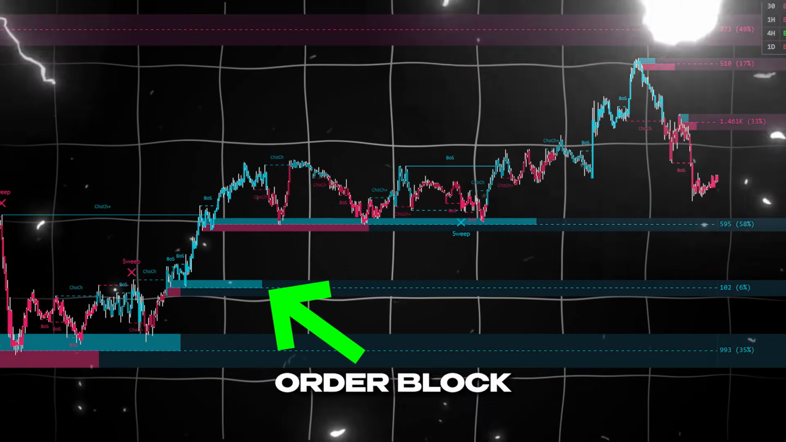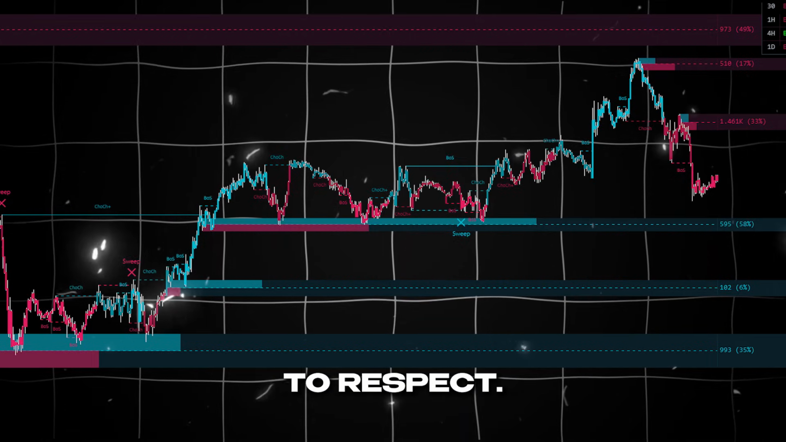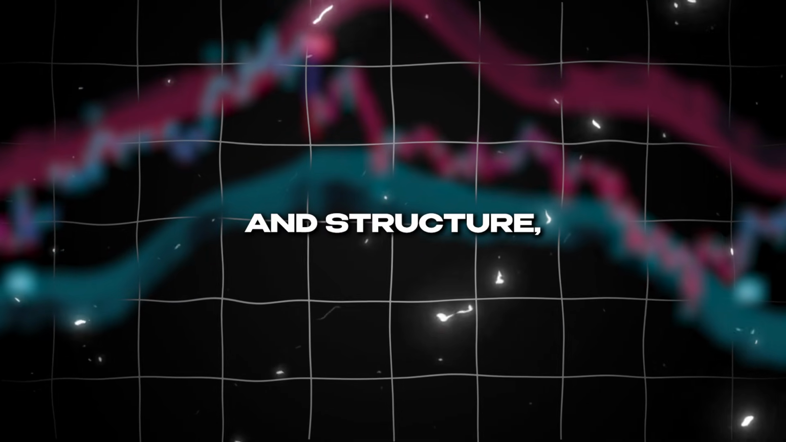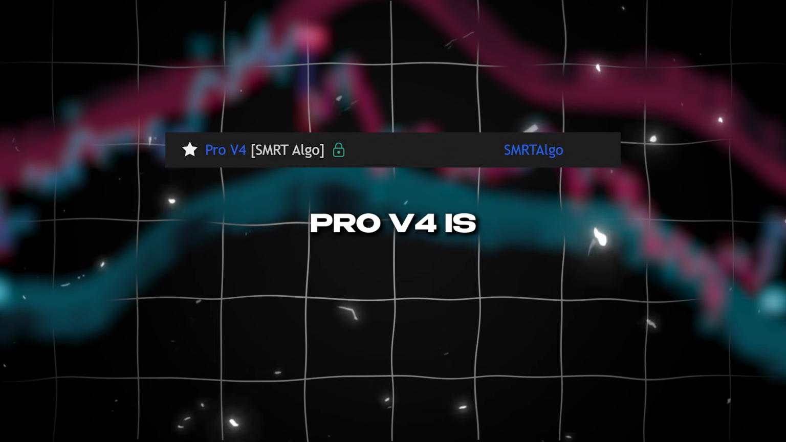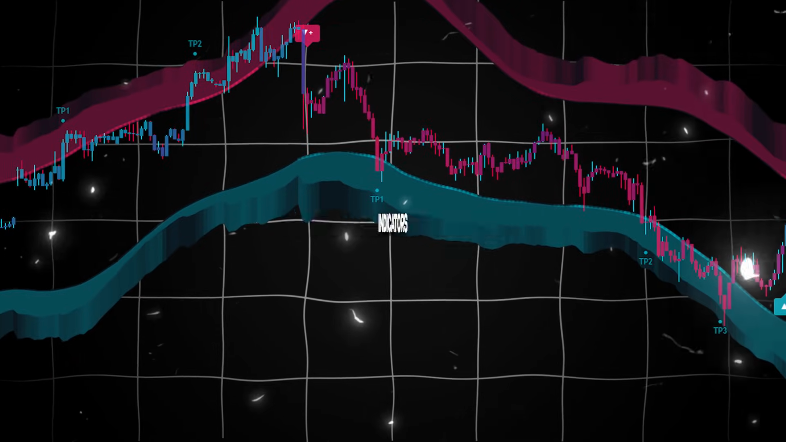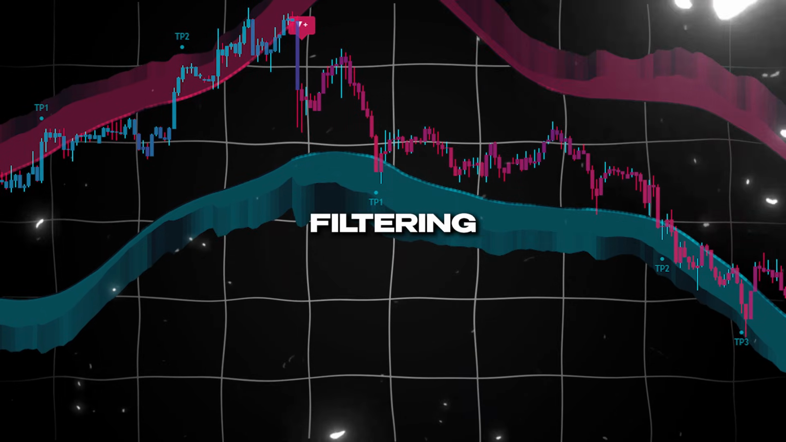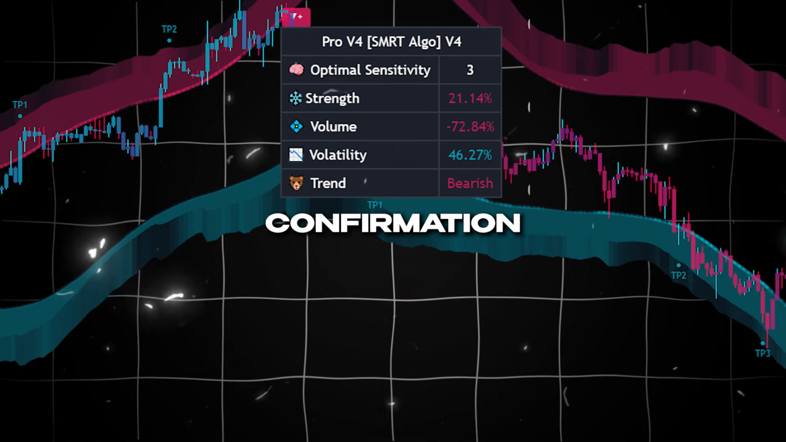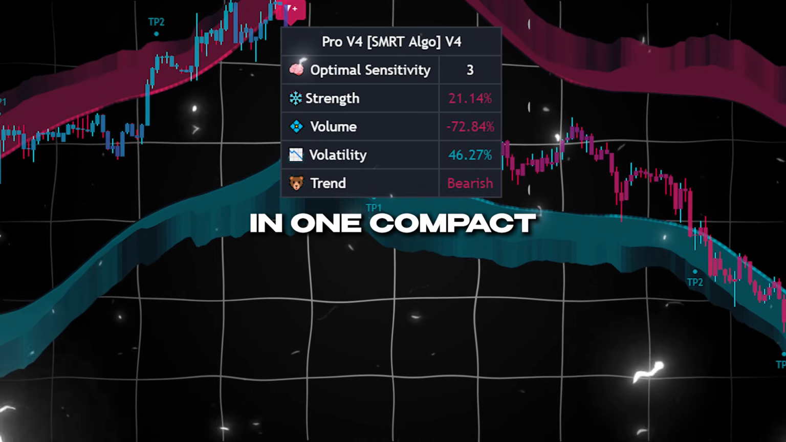So if you see a bullish order block that has a strong buying volume, it will be a strong support level that the price is going to respect. But when there's more selling volume, the order block is probably going to get mitigated. Then, once you've marked your zones and structure, it's time to confirm your entries. And that's where Pro V4 comes in. Pro V4 is one of the most accurate buy and sell indicators on TradingView right now. It uses AI optimization and multiple filtering systems to give you signals that actually make sense. Each signal comes with real-time confirmation data, trend strength, volatility, and volume, all displayed in one compact dashboard.